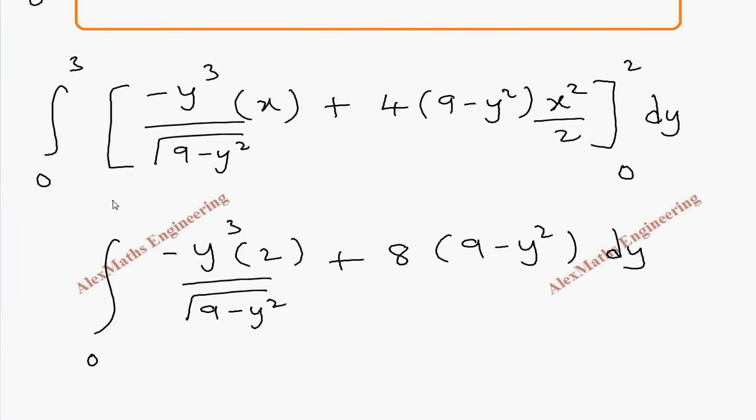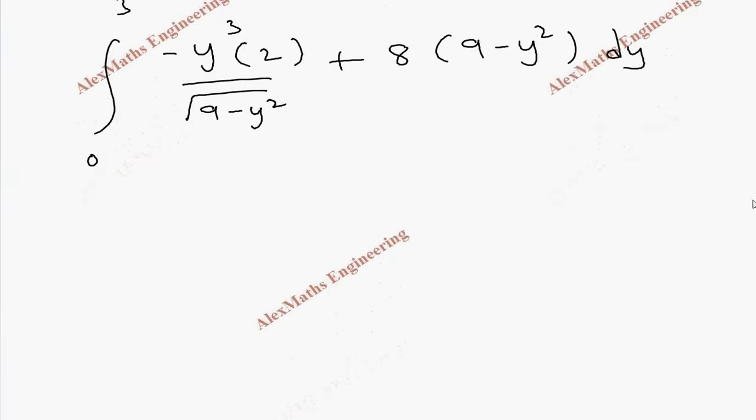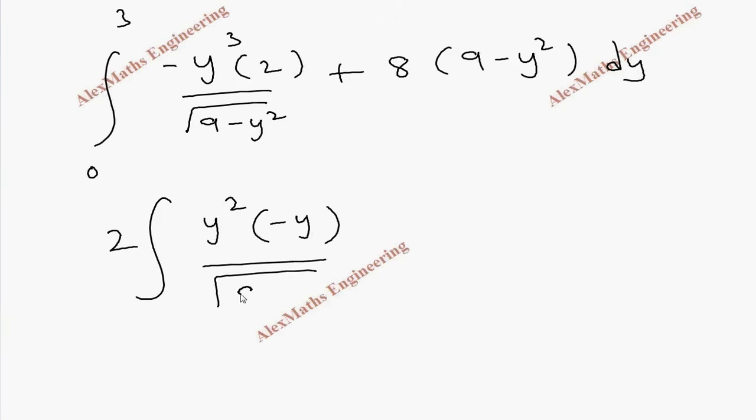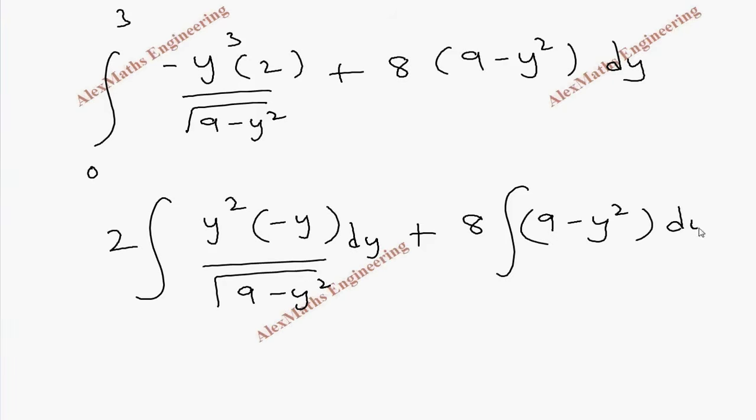Next part, we are going to evaluate the integral with respect to y. For that, we have to split the first part as 2 taken out, and integral of minus y cube can be written as y square into minus y divided by root of 9 minus y square, and we have dy. I have purposely split it because we are going to give a substitution for the integration. So y cube is split into y square into y, and there is a minus sign I have taken along with this y. And the second part, we have 8 outside, then integral of 9 minus y square into dy.